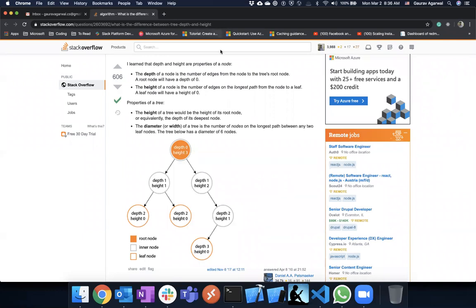Is that clear? Yes. Okay. Similarly, the height of a node, which is again in terms of a node, is the number of edges from that node to the longest path going to any leaf. So in this case, the longest path goes onto the right, and then left. So height is 3 for the root node.